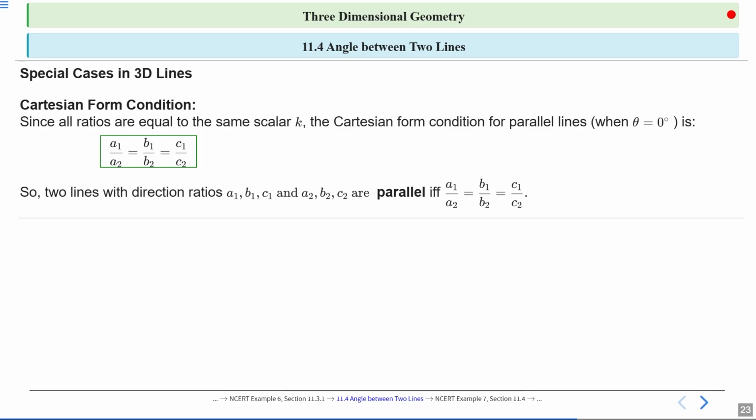So two lines with direction ratios A1, B1, C1 and A2, B2, C2 are parallel if and only if A1 divided by A2 equals B1 divided by B2 equals C1 divided by C2.